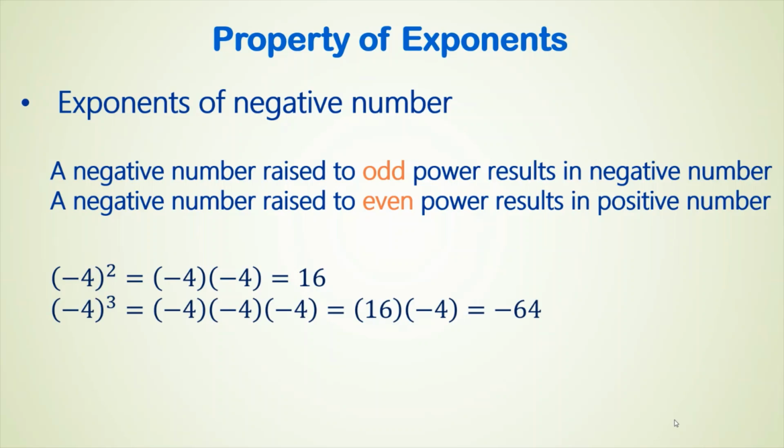Okay. Now in this problem, we have negative 4 raised to the third power. That's essentially 3 negative 4s multiplied together. And that's 16 times negative 4, where the end result is negative 64. So similarly, another way to look at this is, in this problem, you have 3 negative 1s multiplied by 3 fours. So if you have an odd number of negative 1s multiplied together, the end result is always a negative 1. So that's where this negative came about.